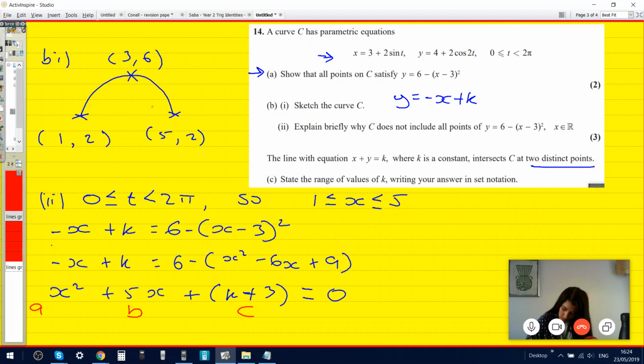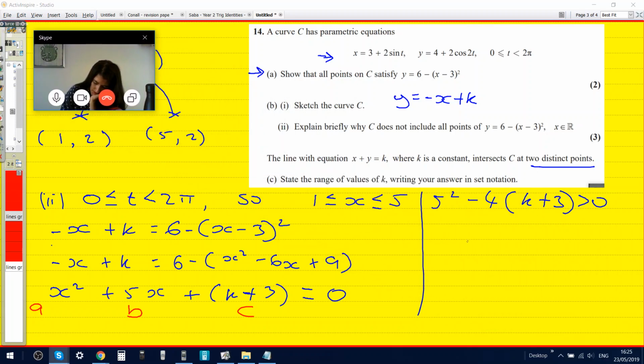So you put 5 squared minus 4, then 1 k 3, which is greater than 0, and then you get 25 minus 4k minus 12, which is greater than 0. I'm not getting nice numbers.